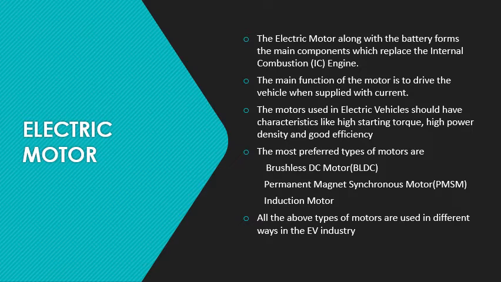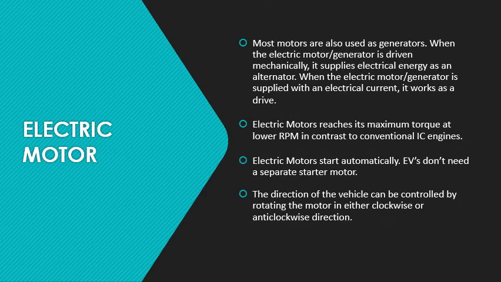The brushless DC motor runs on DC current, whereas the PMSM and the induction motor run on AC current. All the above types of motors are used in the industry in different ways and they have their own advantages and disadvantages. Most motors can also be used as generators. When the electric motor or generator is driven mechanically, it supplies electric energy as an alternator, which is in turn used to charge up the battery. This fact is exploited during regenerative braking.